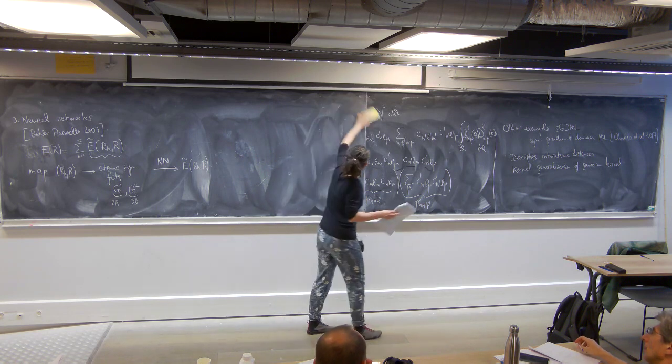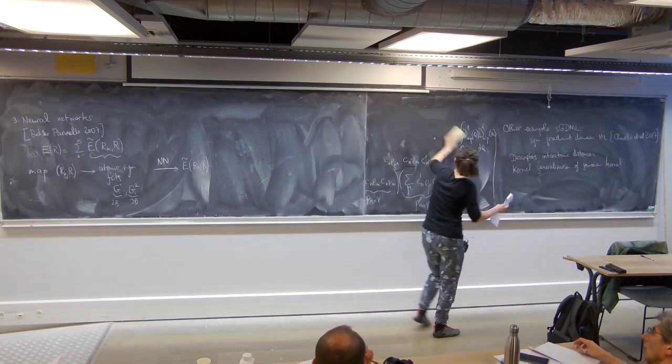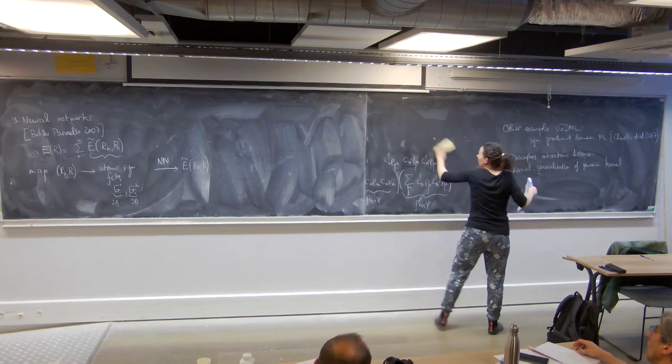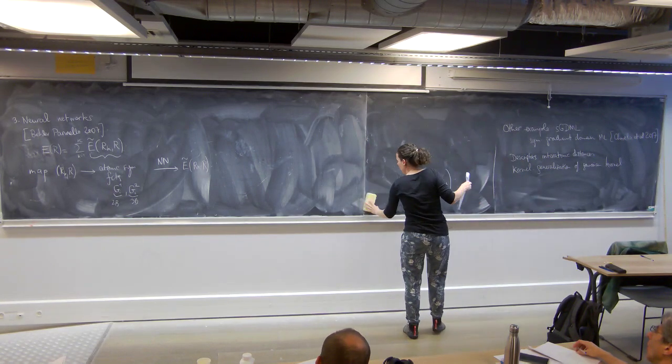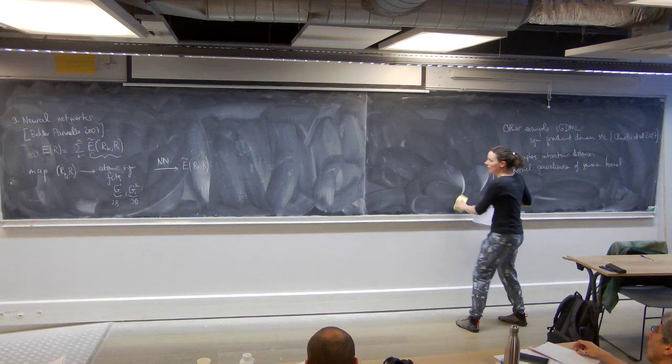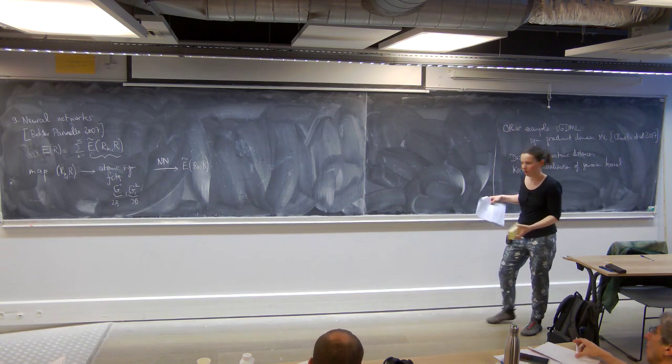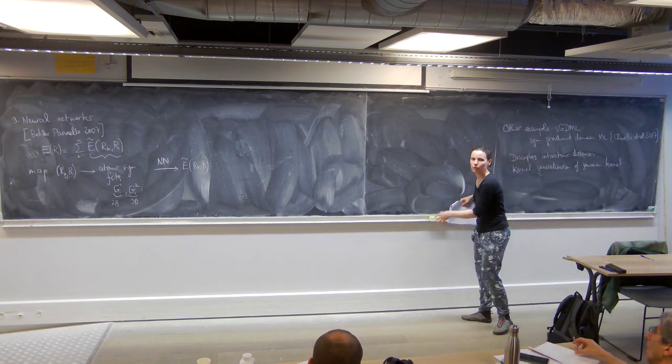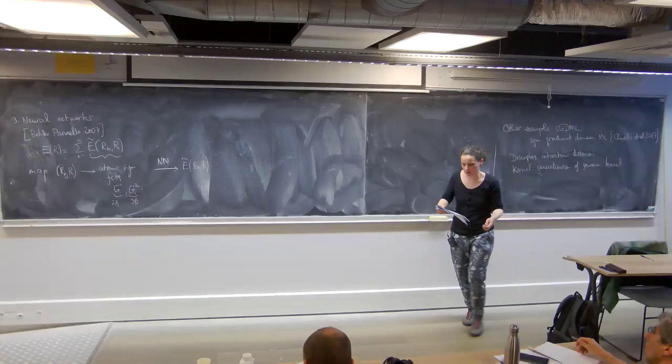That's pretty small for a neural network. In the end, they have about 1,000 parameters. So that's, again, for a neural network, reasonably small.